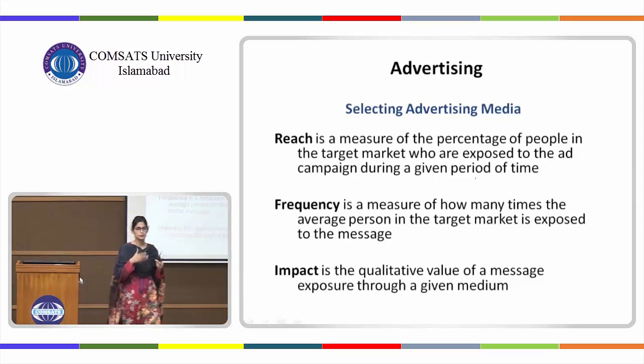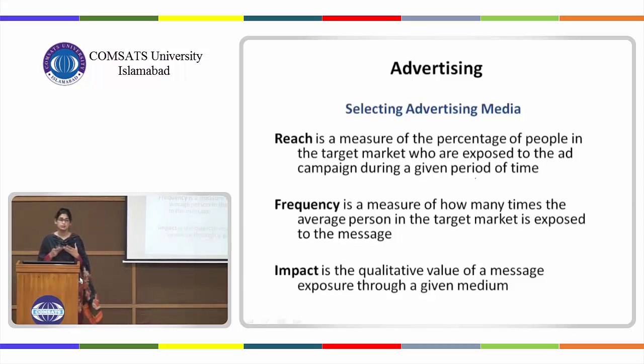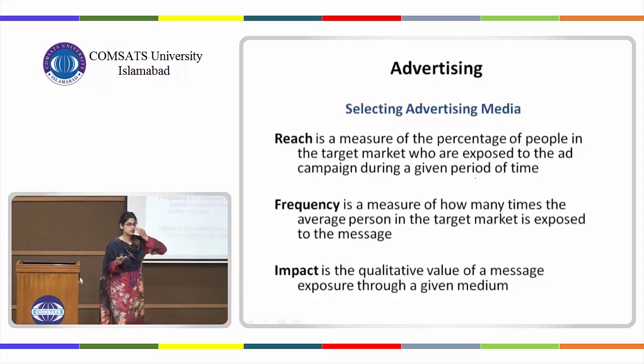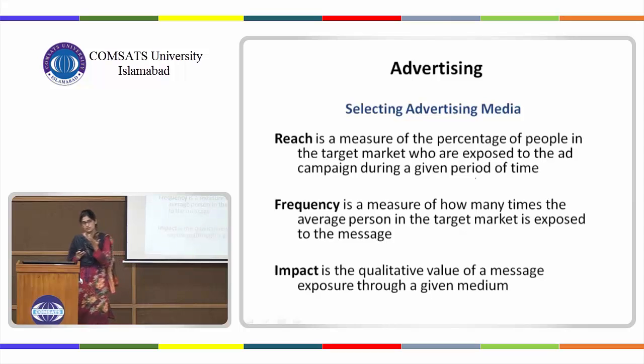So why do companies want to advertise in programs that have high TRP ratings? They want to advertise in programs that have high TRP ratings because the number of people who view the program is generally higher, as a result of which your reach increases. And once your reach increases, the chances are that your impact might be higher. Not always, but might be higher. So that is reach, frequency, and impact.